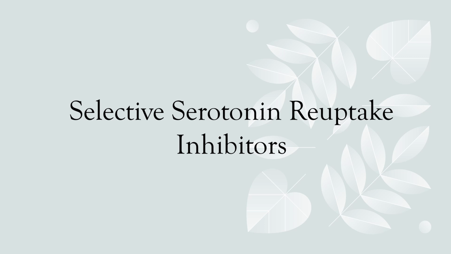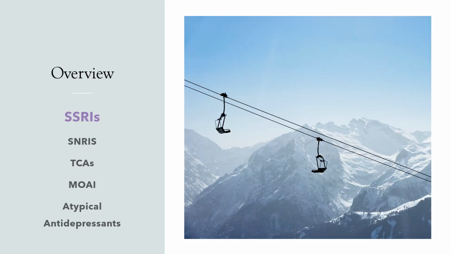Selective serotonin reuptake inhibitors. For the purpose of this video, we'll only be covering SSRIs, but it is important to acknowledge that there are 5 major classes of antidepressants. While all classes of antidepressants are generally considered to be equally effective, they can have different safety profiles. The other 4 major classes are SNRIs, TCAs, monoamine oxidase inhibitors, and atypical antidepressants.